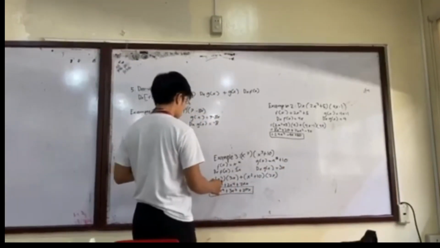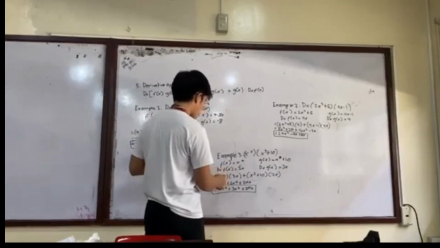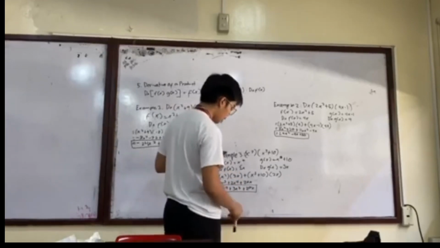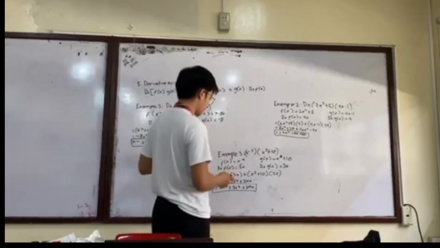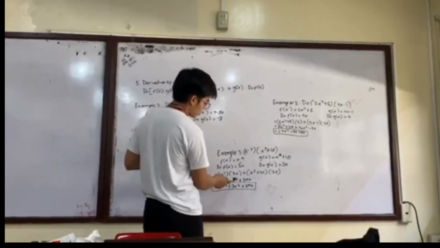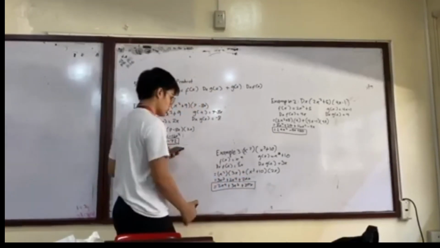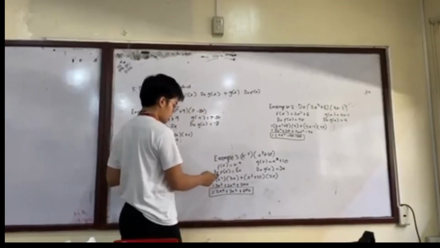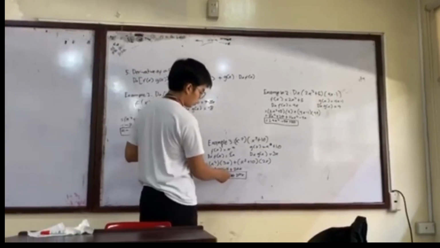So the next step is to substitute it in the formula. So the answer is x squared times 3x plus x cubed plus 10 times 2x. So the next step is to multiply it and use the FOIL method. So our answer will be 3x cubed plus 2x raised to 4 plus 20x. So our final step is to simplify it and combine like terms. So our final answer for this example will be 2x raised to 4 plus 3x cubed plus 20x.